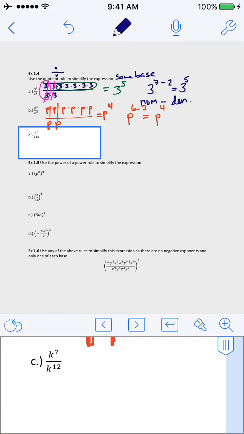This time I've got more on the bottom than I do on the top, but that's okay. I never said anything about how many you can cancel from the numerator, right? I just said you have to subtract the numerator from the denominator. So let's take a look at this one in the canceling kind of way.